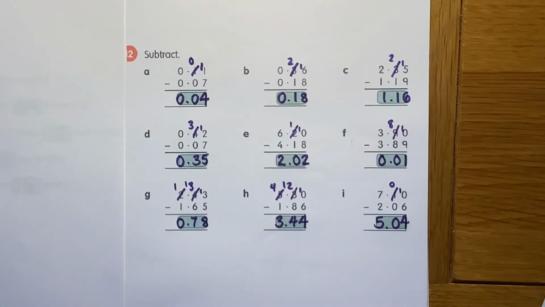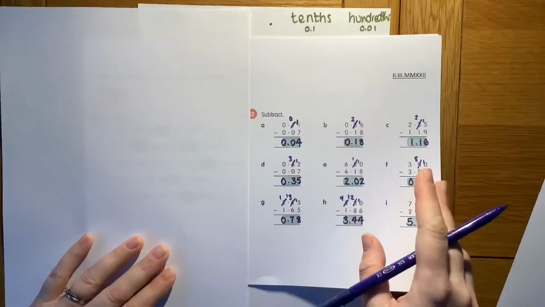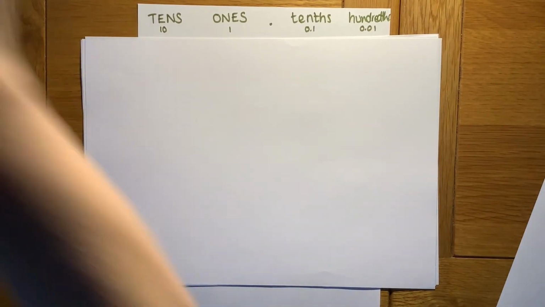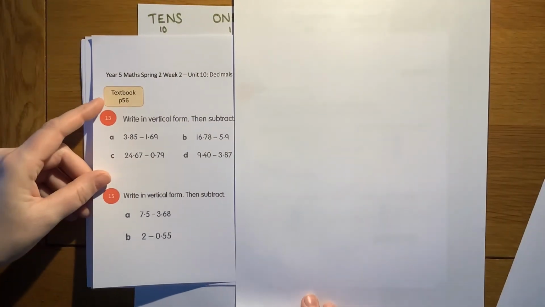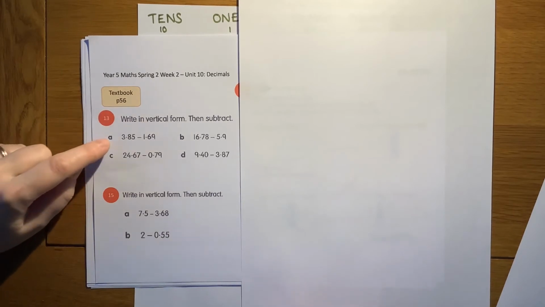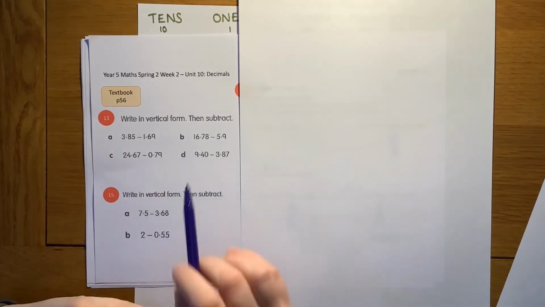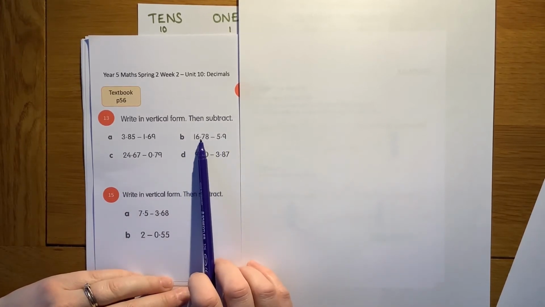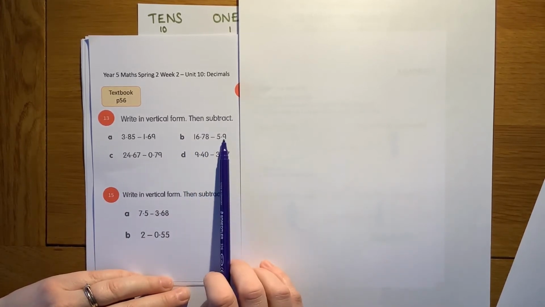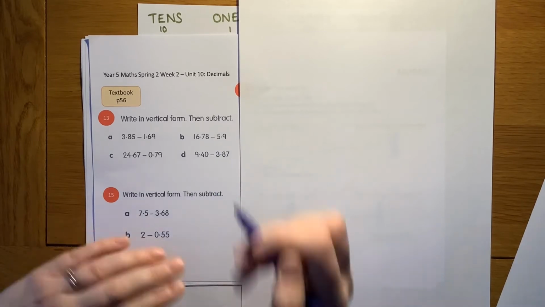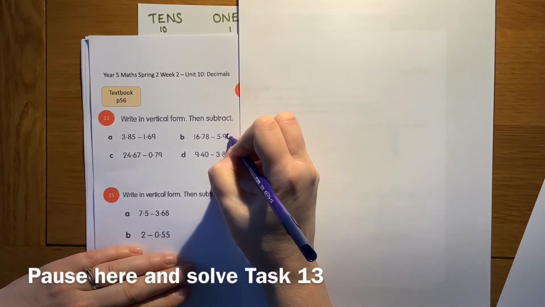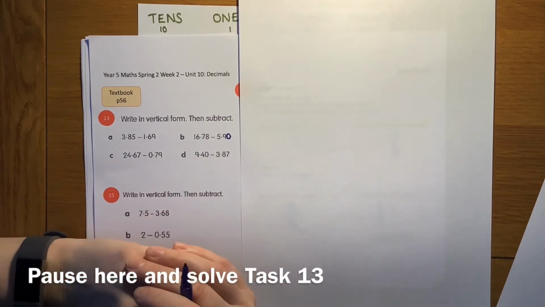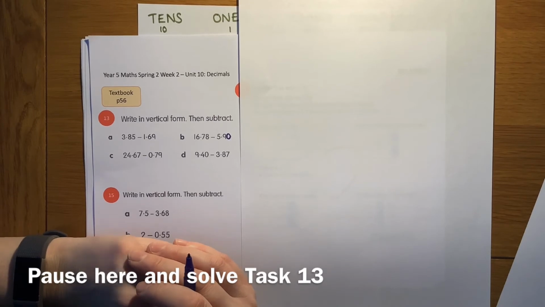There are your answers to number 12. A couple more to go through. So let's have a look at number 13. Okay, please could you have a go at 13A to D, making sure if you don't have the same amount, so if you look at B, 16.78 has 2 decimal places, 5.9 is only 1, so we do that little trick of putting the 0 on so it looks the same. That makes it easier.